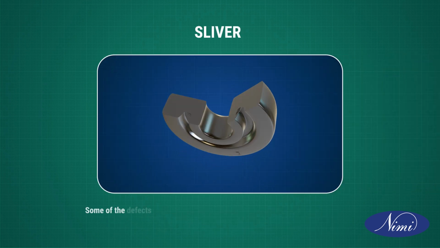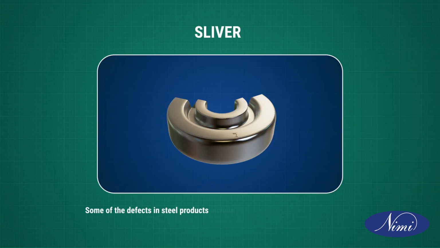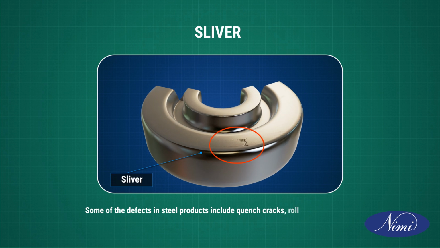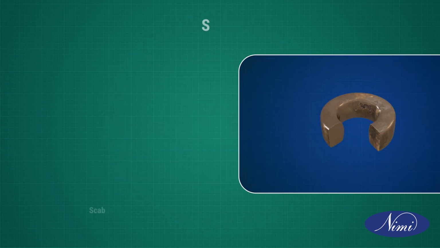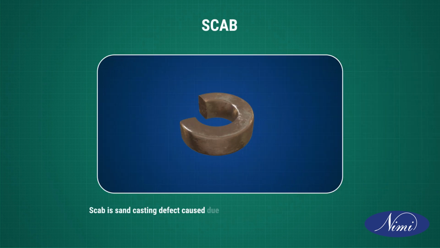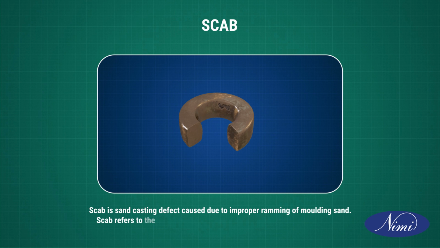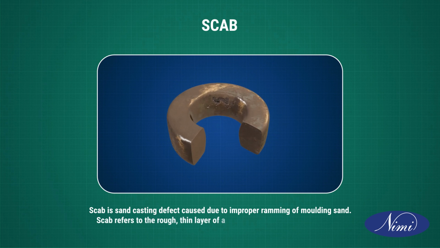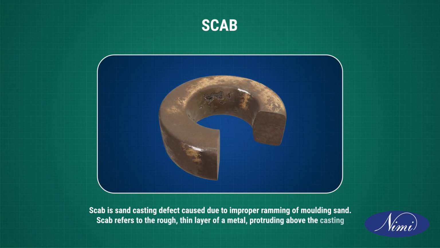Sliver. Some of the defects in steel products include quench cracks, roll marks, overlaps, oxide scales, and pinchers. Scab. Scab is a sand casting defect caused due to improper ramming of molding sand. Scab refers to the rough, thin layer of a metal protruding above the casting surface on top of a thin layer of sand.